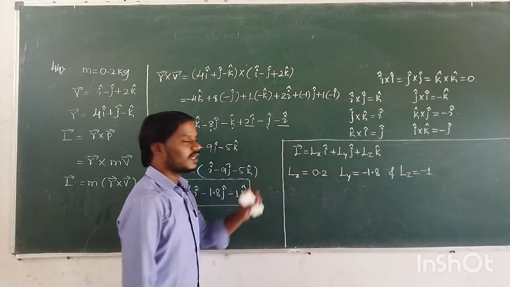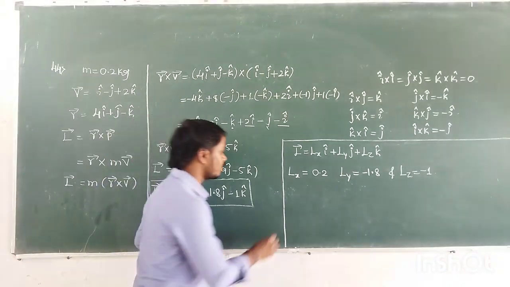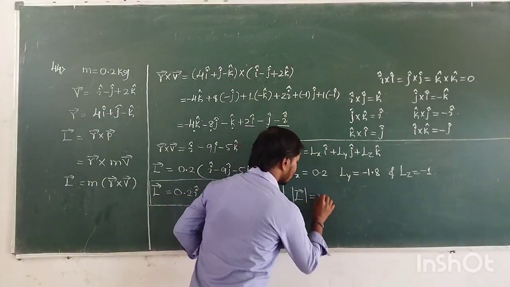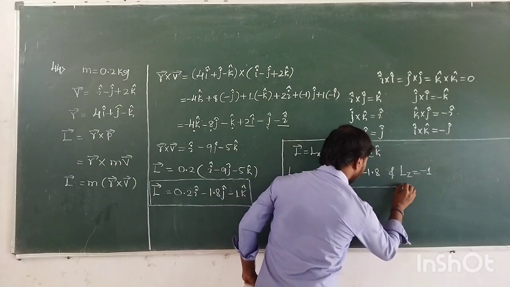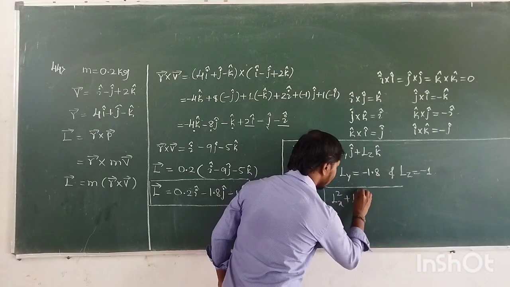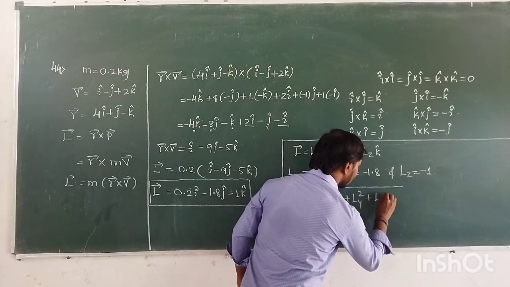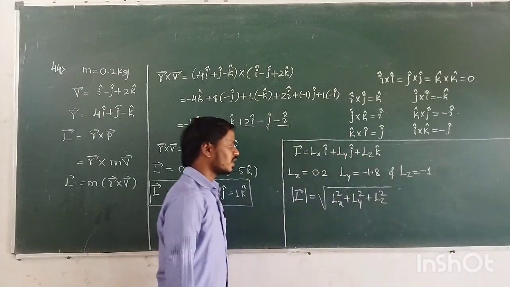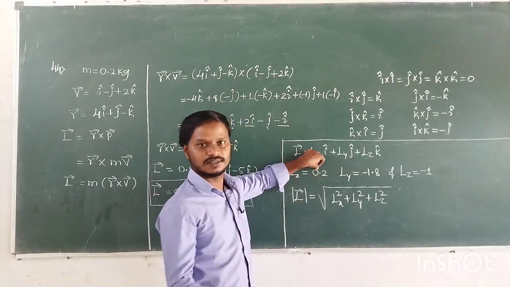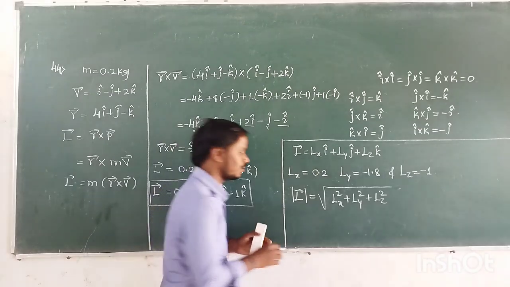Now, how to find the magnitude of vector L? The magnitude of vector L is equal to the square root of Lx square plus Ly square plus Lz square. Okay. What about Lx square? Lx square means 0.2 square. 0.2 square is 0.04.